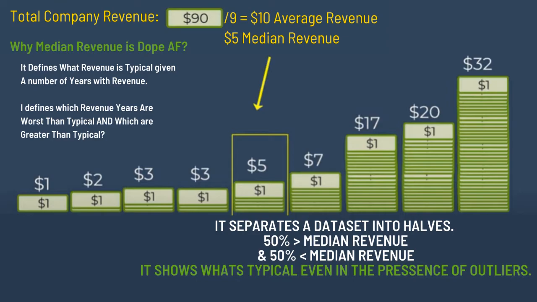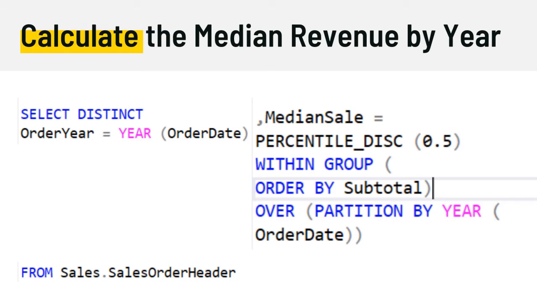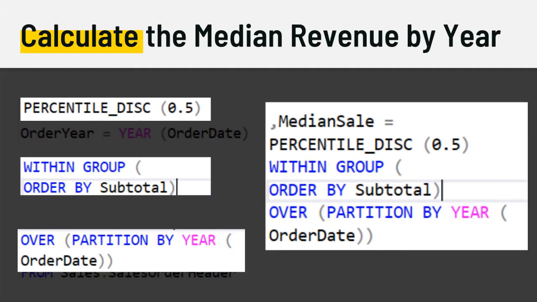The median does a better job of identifying what's typical in a case such as this. The median of 5 million is a better reflection of a typical yearly revenue for our company. Here you can see the years potentially that are worse than typical and the years that are better than typical. Let's calculate a median. We will be using the percentile_disc analytic function and the year function.